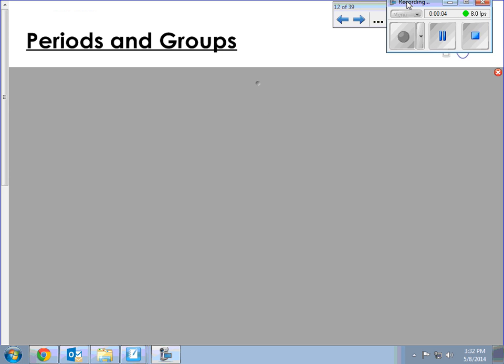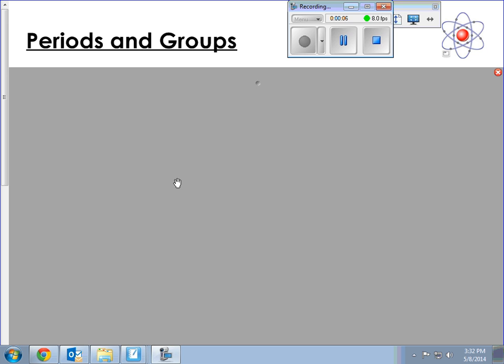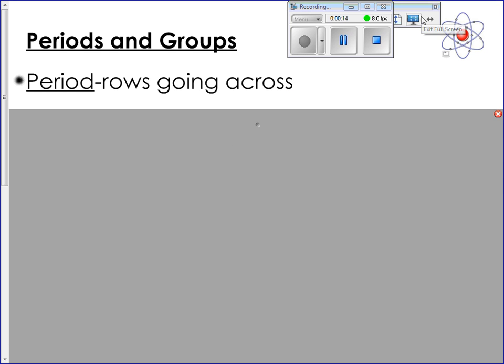Tonight we're going to be talking about periods and groups on the periodic table. Obviously, periods have something to do with the periodic table. It has to do with a section of it. A period is the rows going across. So if you glance at your periodic table, the first period is hydrogen and helium because that's the first row going across.